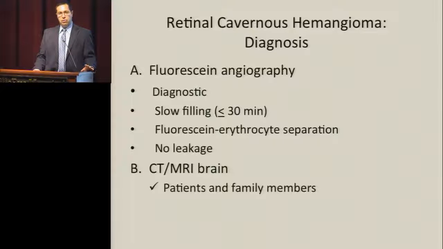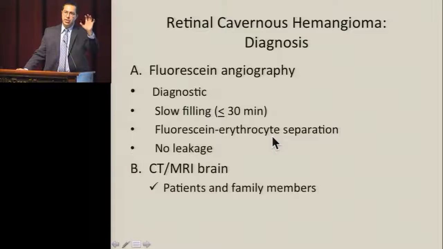Fluorescein angiography is quite diagnostic in this condition. In contrast to retinal capillary hemangioma, which has a very rapid filling of the tumor, this has a very, very slow filling. They say it almost takes up to 30 minutes for these vascular lesions to get filled with fluorescein. And you can see the fluorescein erythrocyte separation when you look. They don't cause any leakage.